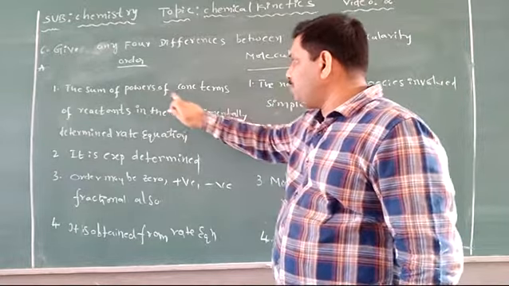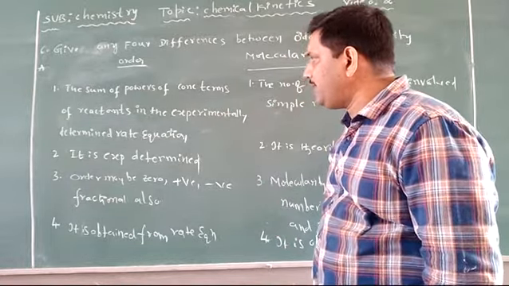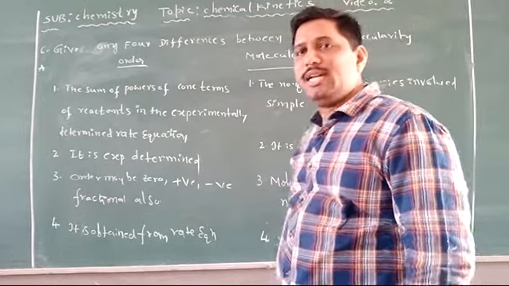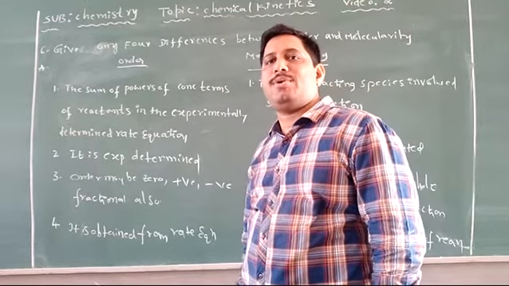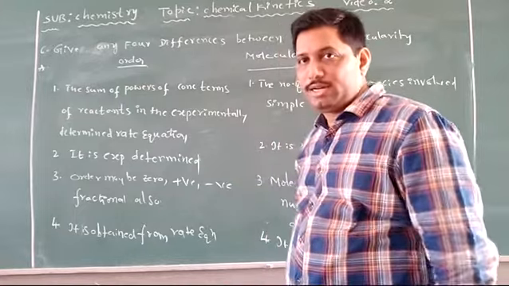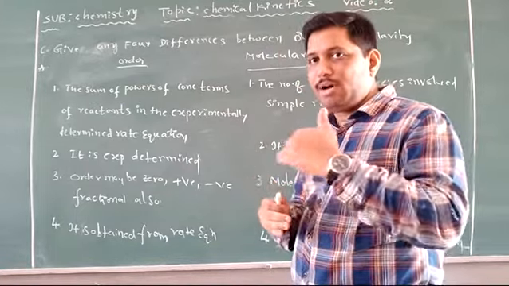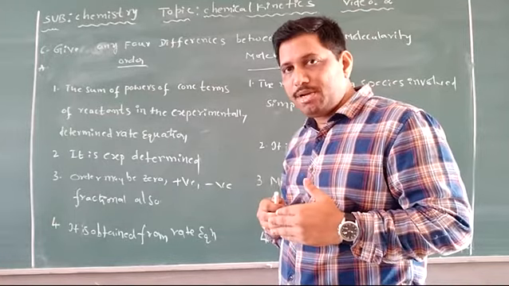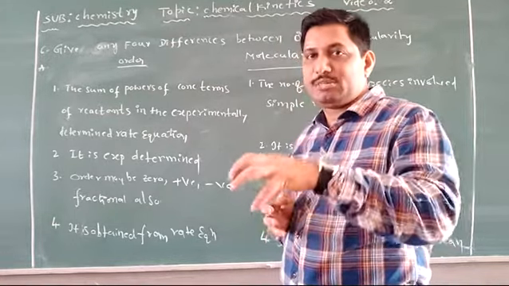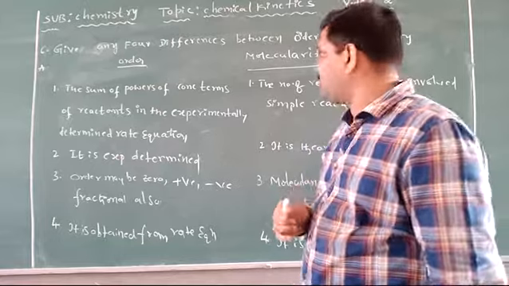The sum of powers of concentration of reactants in the experimentally determined rate equation is known as the order of the reaction. In the previous question we already discussed this. The sum of powers of concentration terms in the experimentally determined rate equation is known as the order of the reaction.